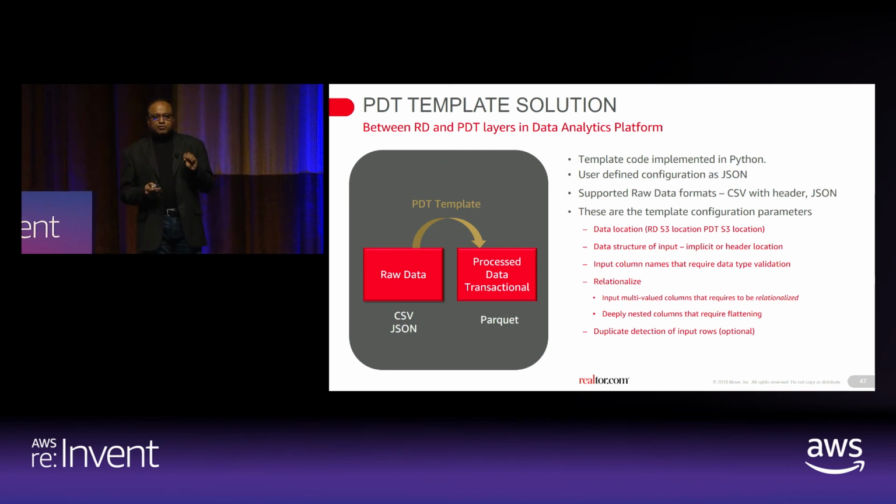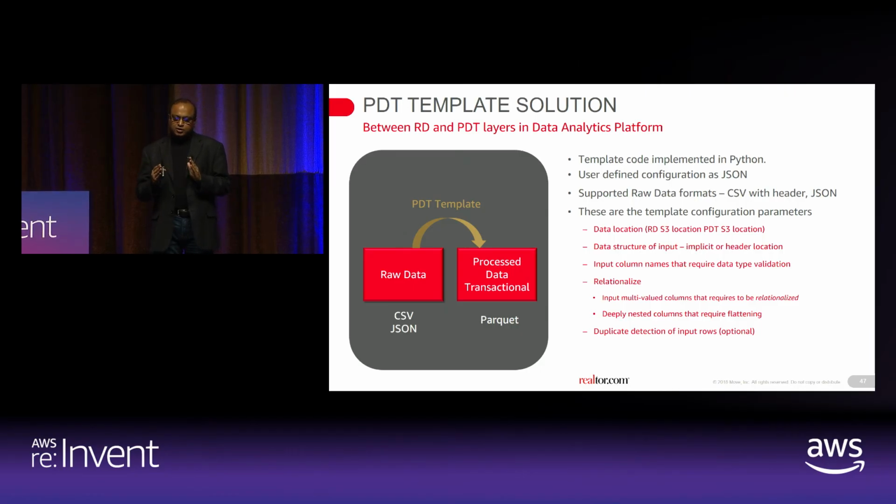If you think about the problem that we are trying to solve, you have raw data, and we allowed raw data in two distinct formats: CSV with header, where we know the metadata, or JSON, where the metadata is embedded within the data. And what we are trying to do is convert it into the process data transactional layer in Parquet format.